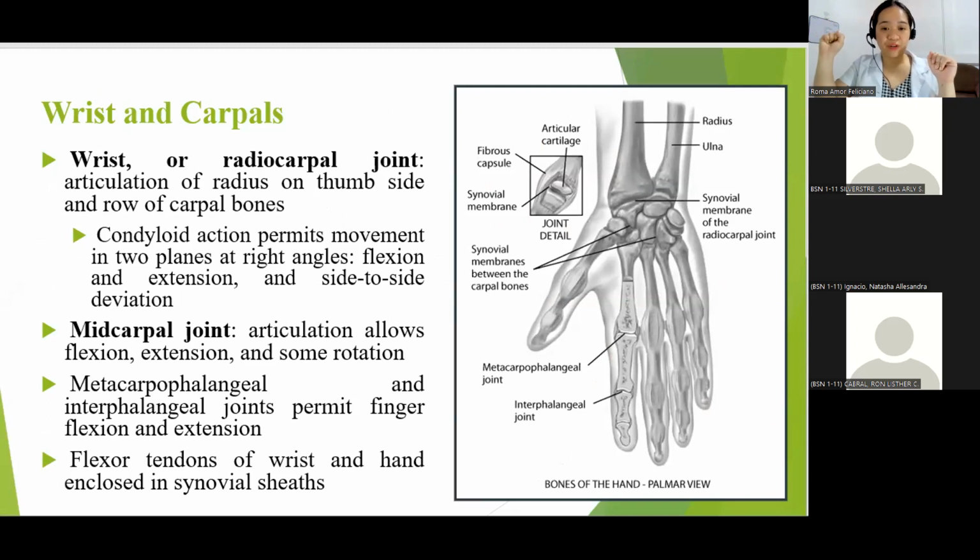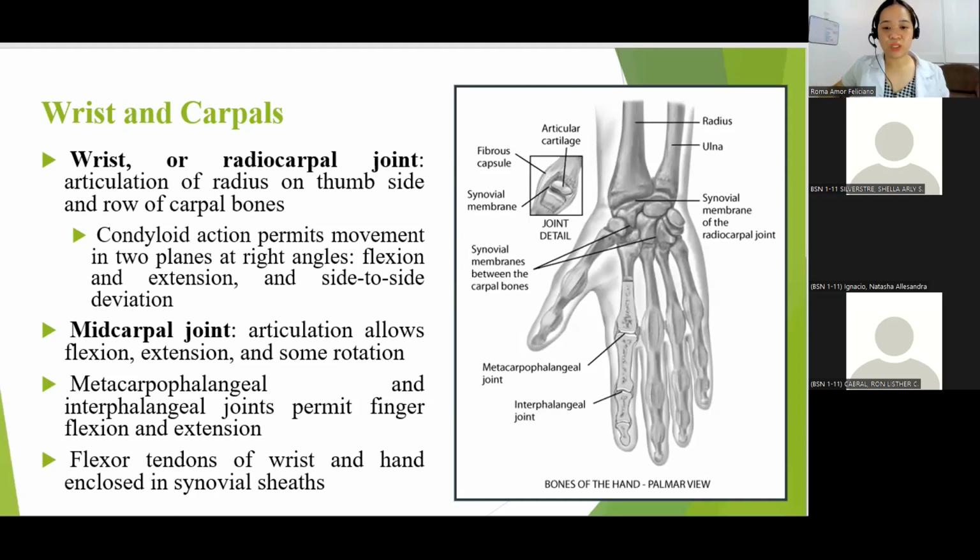The articulation of the radius on the thumb side and the row of carpal bones. The condyloid action permits movement in two planes at right angles: flexion, extension, and side-to-side movement. So you can move, sige nga, mag-exercise nga kayo dyan. You can do side-to-side movement and then upward and forward, upward and backward, and then the flexion, no? Kaya mong mag-close open, kaya mong mag-rotate. Yan, because of our joints here, the radiocarpal joint.